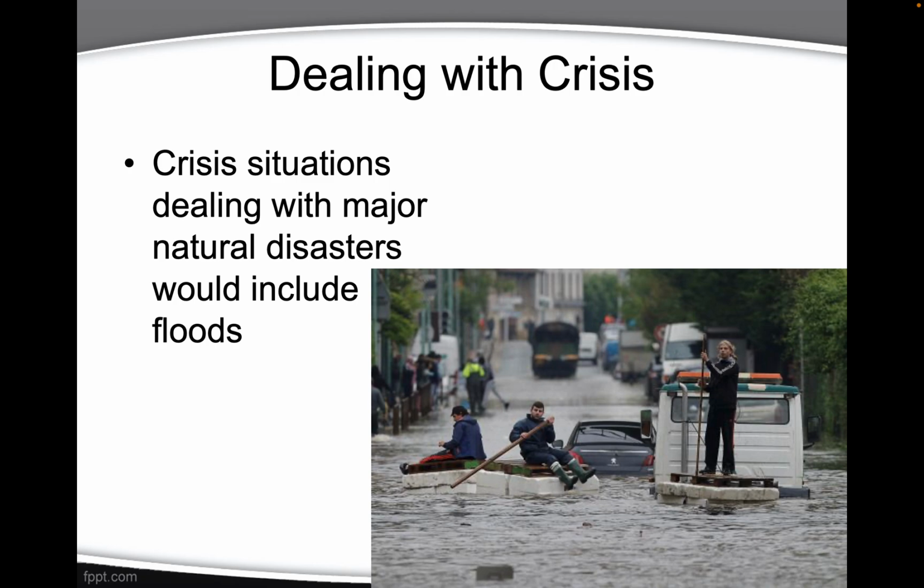Crisis situations would include major natural disasters, including floods. And there are floods right now somewhere. California is being blasted by a blizzard, and the Texas Panhandle is on fire. 2 million acres have burned so far.